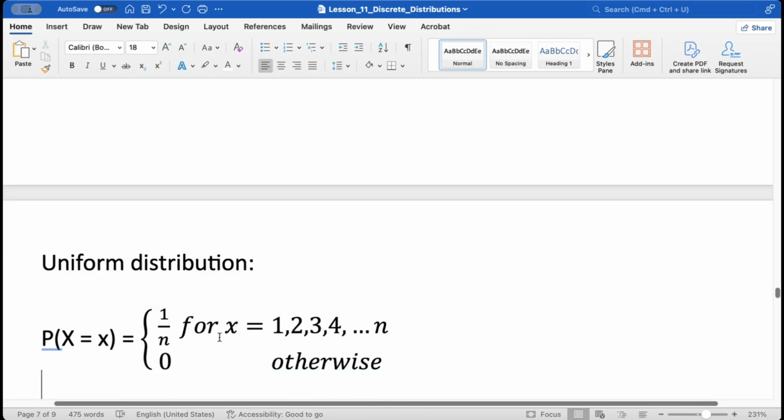All right, uniform distribution. So you want to be thinking rolling a single die. That's an example we did where the random variable does follow a uniform distribution. So the probability of any value is the same. It's 1 over n for n possible values, and it's 0 everywhere else. So uniform distribution means each value is equally likely, 1 over n.